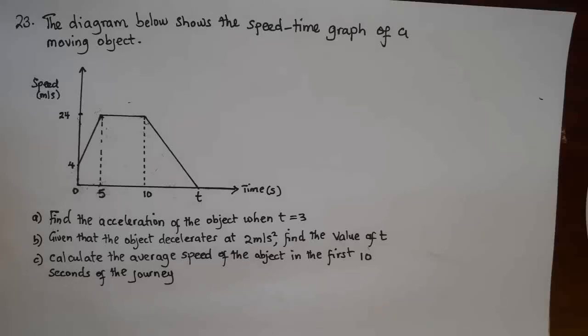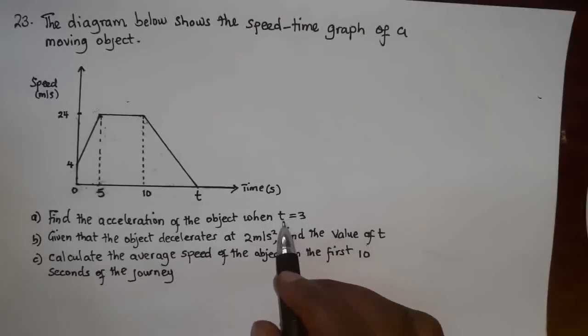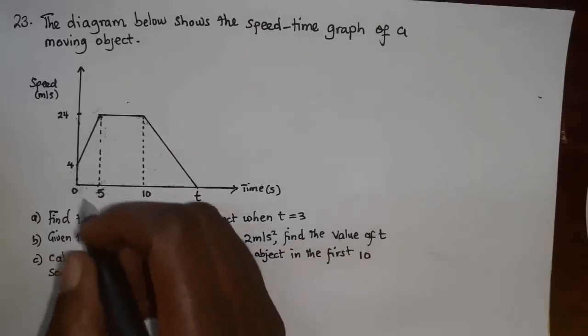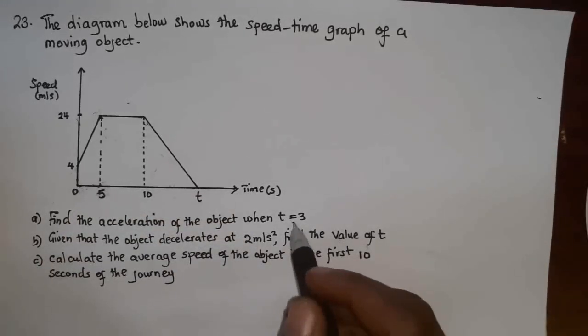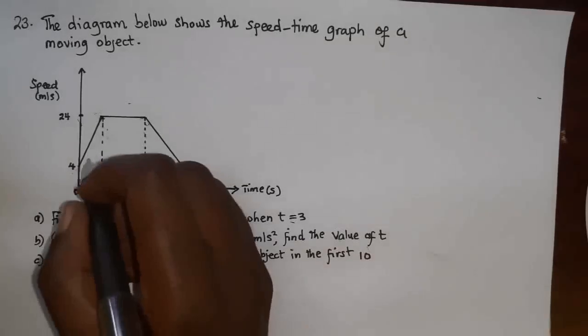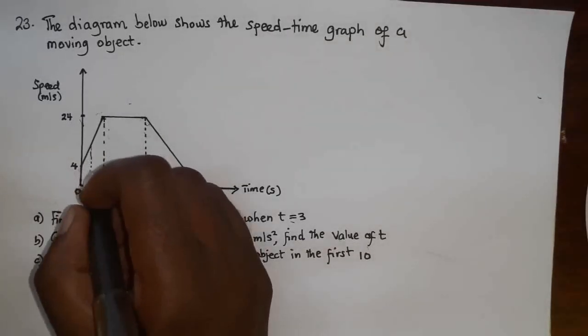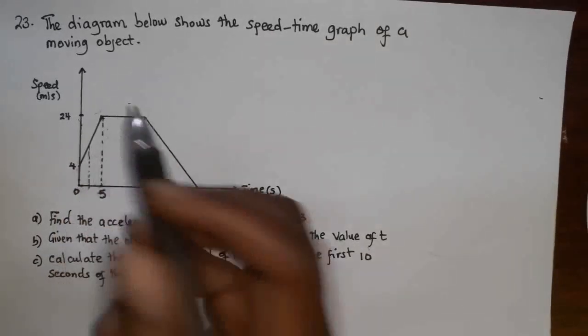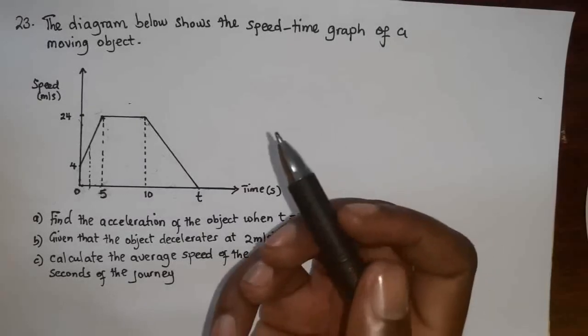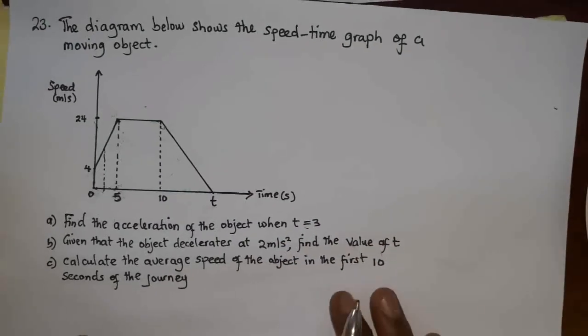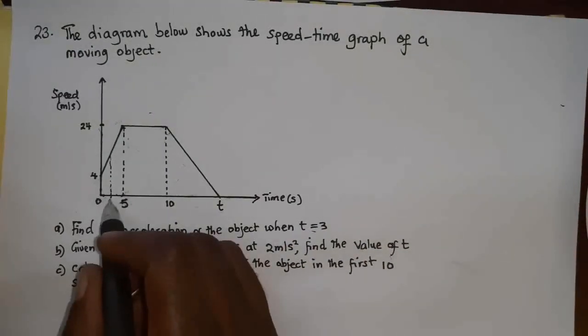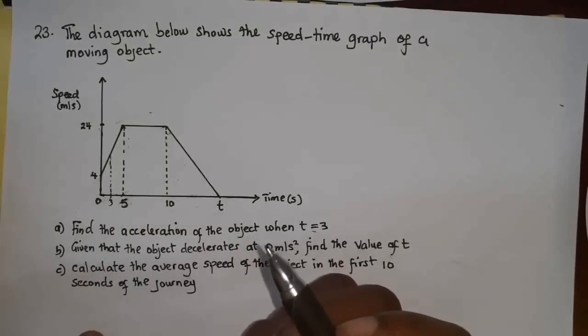Acceleration at t equals 3. You know that this 3 is between what? It's actually somewhere here, isn't it? That's what we're talking about, where t equals. That's what we're talking about.